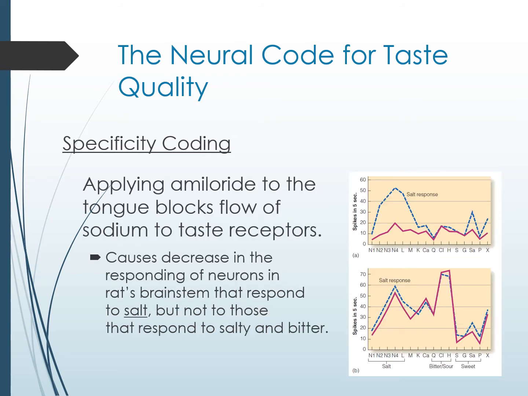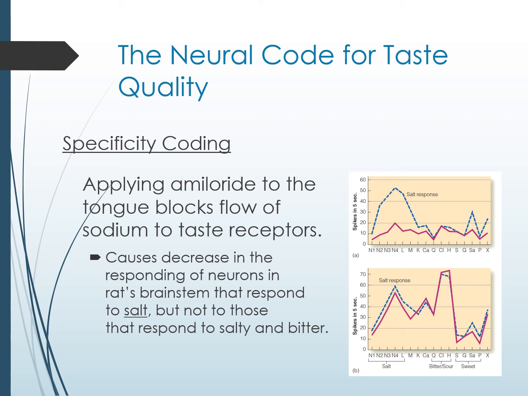Another study where they interpreted the data as supporting specificity coding was a study where they used amiloride, and they applied that to the tongue, which blocks the flow of sodium to the taste receptors. And we're looking at the response of 2 particular neurons in the rat's brainstem, in the nucleus of the solitary tract. If you'll notice the neuron in A, at the very bottom he's labeled what these N1, N2 tastes are. So those early ones are salty. And if we get to QCLH, we get to the bitter sour area, and then here's the sweet off to the far right.